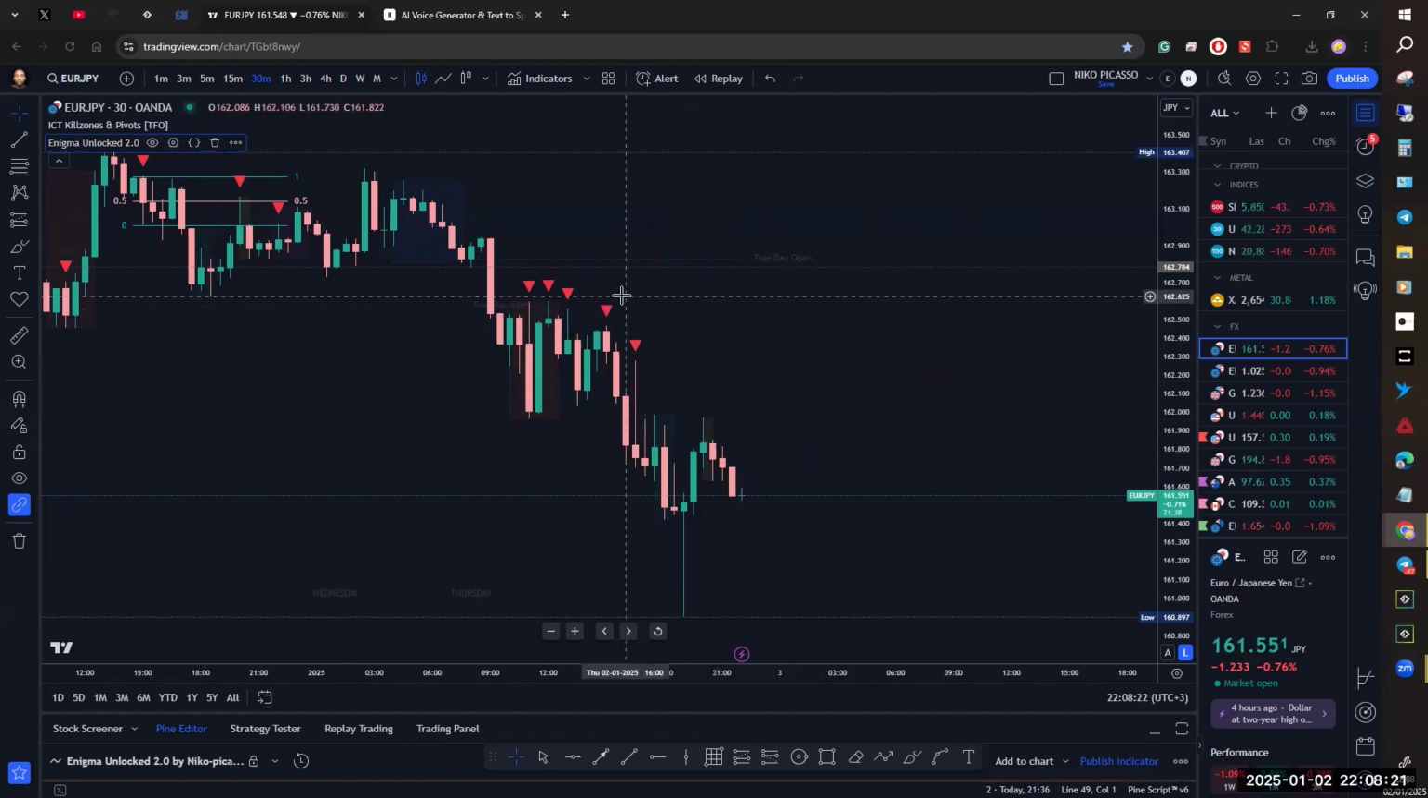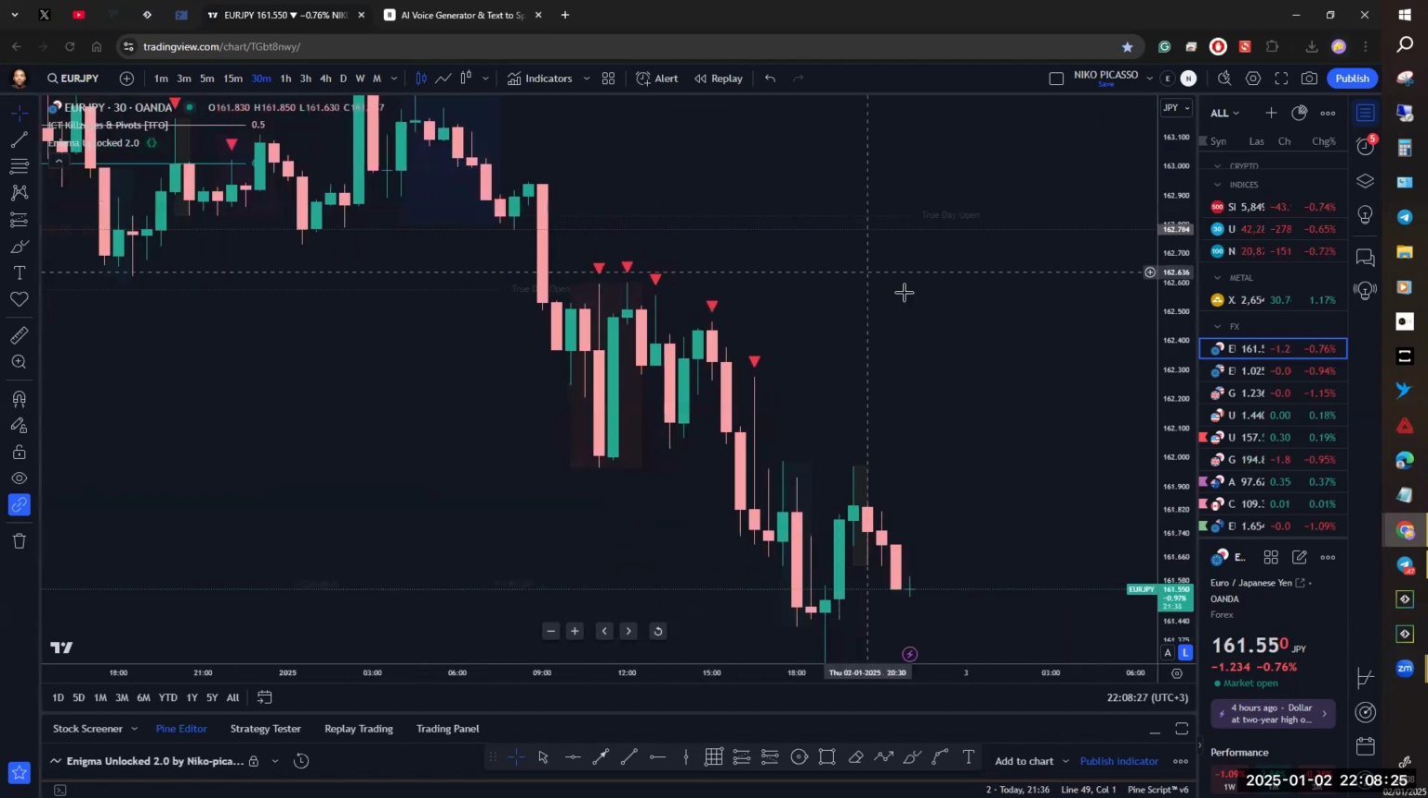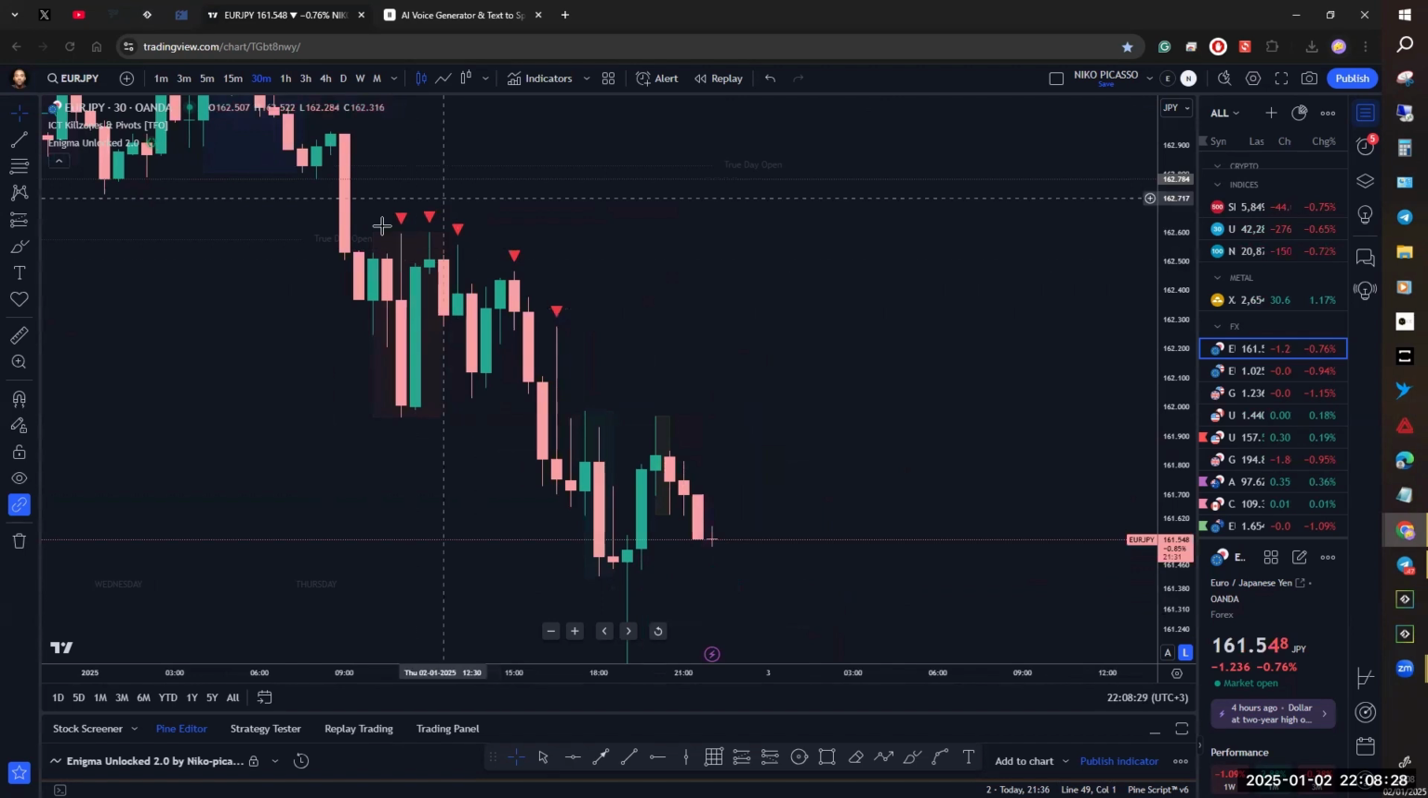So what is the logic? How does the indicator identify buy or sell signals, and how do we apply it? For example, this is a trade that we took today. As you can see, we have a sell signal here and a sell signal here.